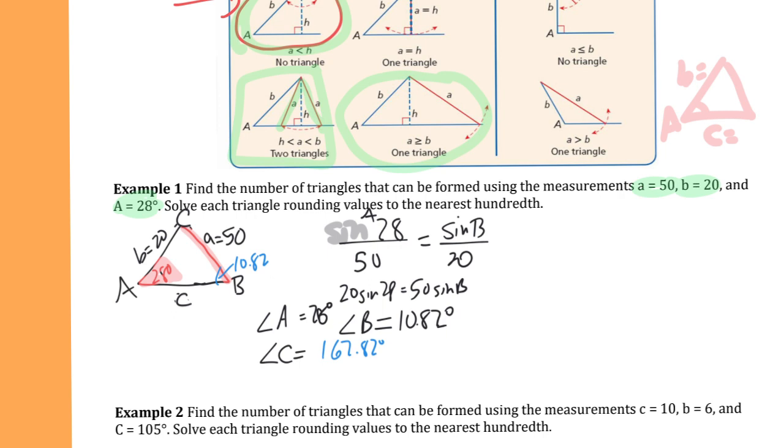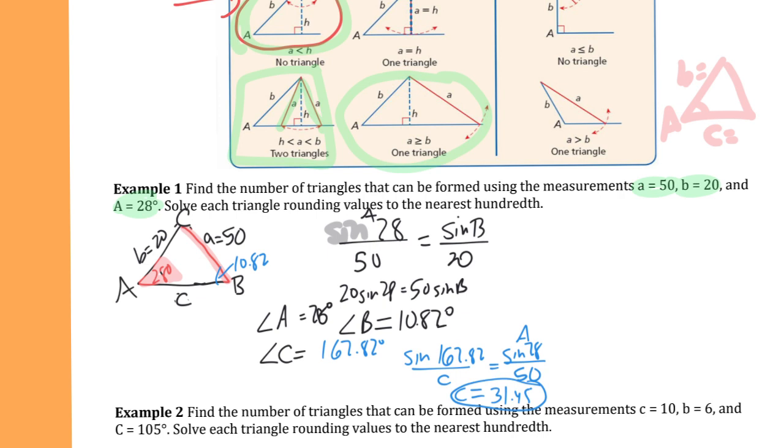Okay, and then we have to find the bottom of the triangle, so side C. So you do the sine of angle C, which is 162.82 over side C, should equal sine of 28 over 50. Okay, that's talking about side A. So if you cross multiply and solve, you get the measure of side C to be equal to 31.45 units.